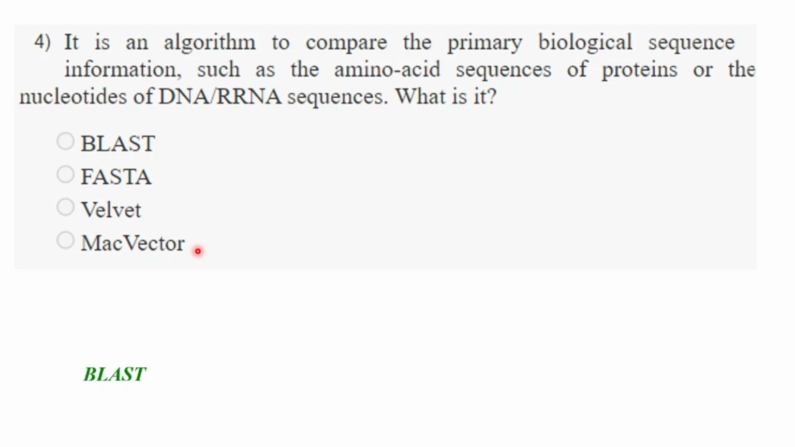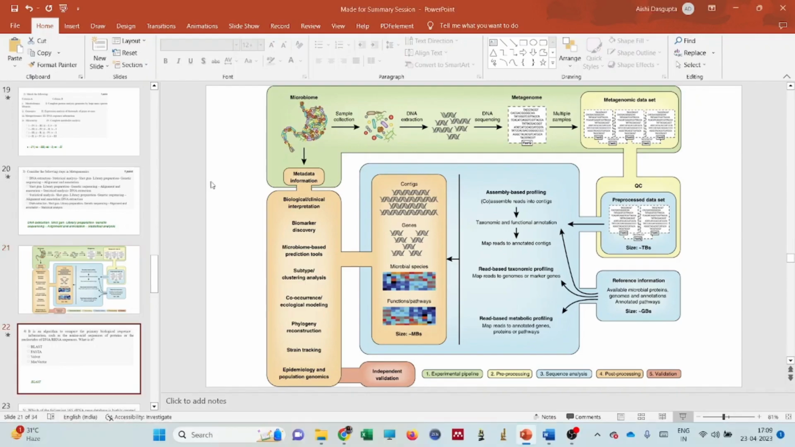MacVector provides a user-friendly interface with graphical representation of sequence data and analysis results, and it also includes a variety of database search tools for searching public sequence databases such as GenBank, SwissProt, and the Protein Data Bank. Overall, MacVector is a very versatile and powerful software package for molecular biologists and bioinformaticians with a wide range of features and tools for sequence analysis and data management. But the correct answer for this question will be BLAST, as I explained.